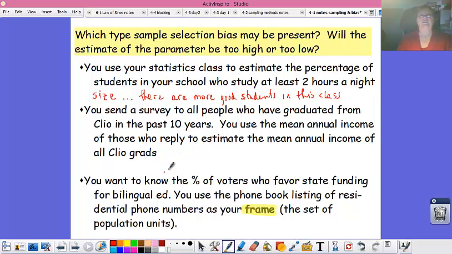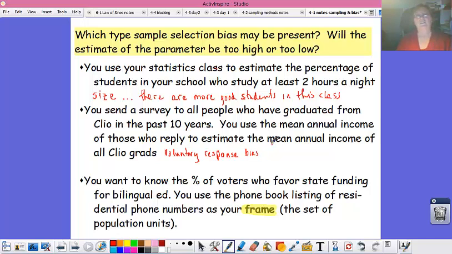The second, you send a survey to all people who've graduated from Clio in the past 10 years, which is good. You use the mean annual income of those who reply to estimate the mean annual income of all Clio grads. Oh, there's a problem. If you only get the mean annual incomes of those who choose to reply, this is voluntary response bias, because they don't have to, and they only will send back your survey if they want to talk about how much money they make, right? This is voluntary response bias.